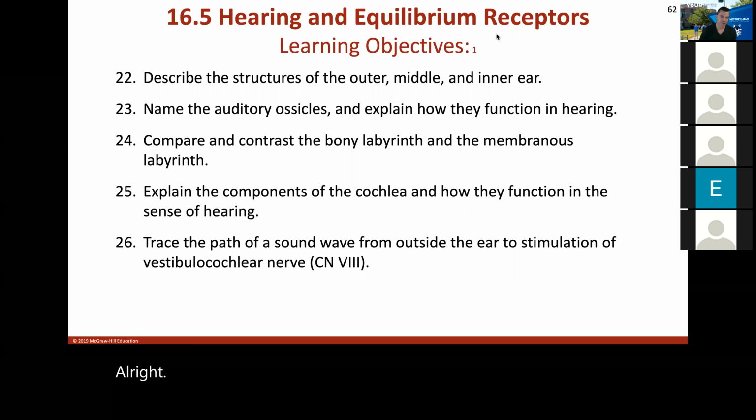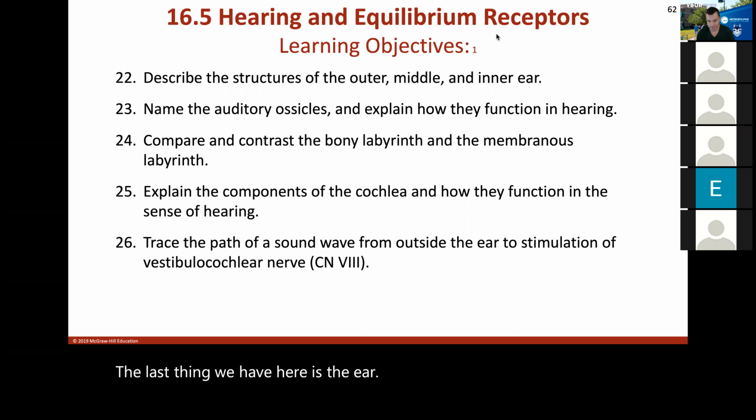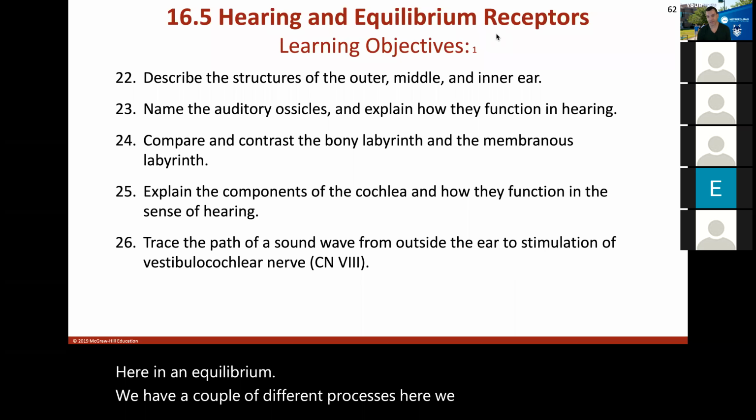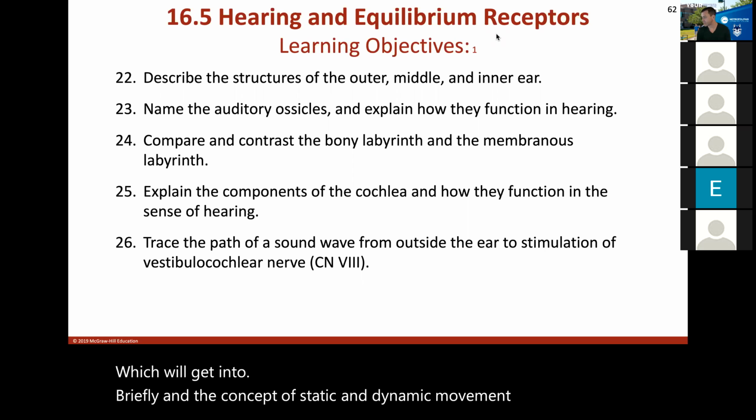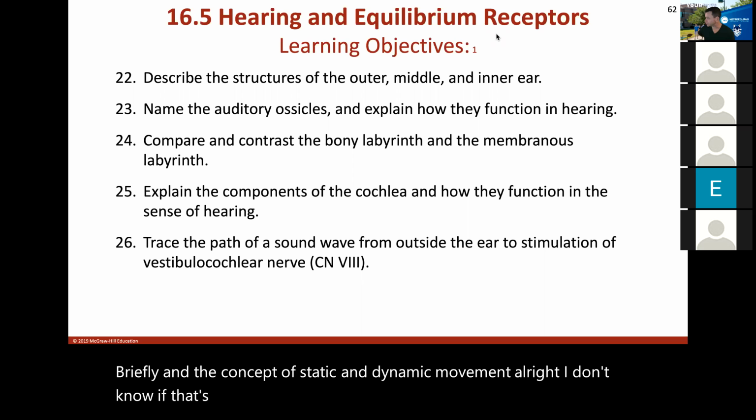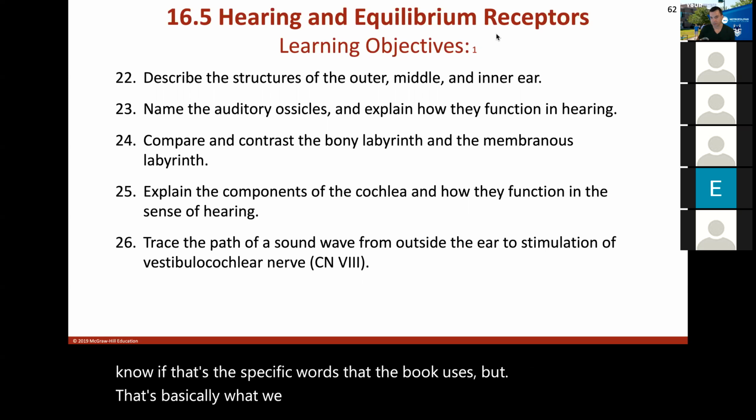The last thing we have here is the ear, hearing and equilibrium. We have a couple different processes here. We have the process of hearing, which we'll get into briefly, and the concept of static and dynamic movement. I don't know if that's the specific words that the book uses, but that's basically what we have. Linear motion and dynamic motion.